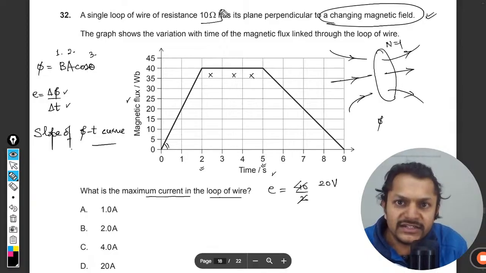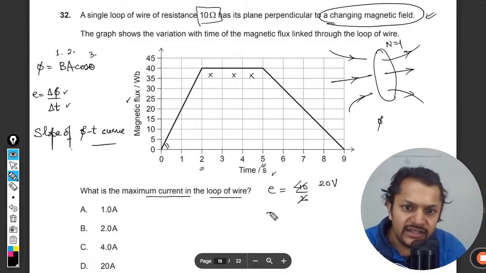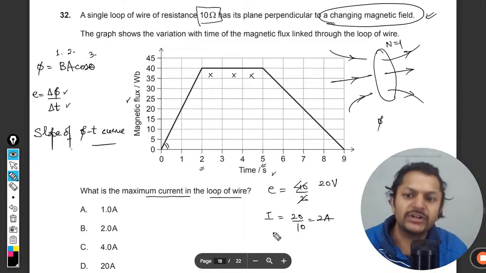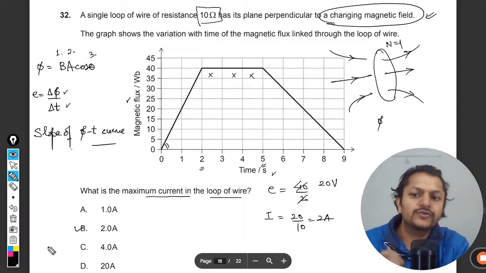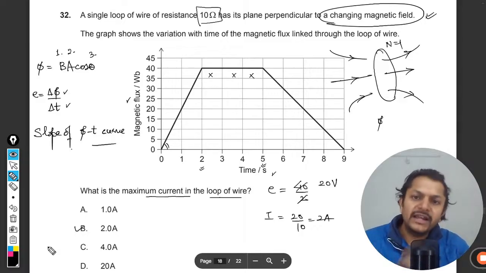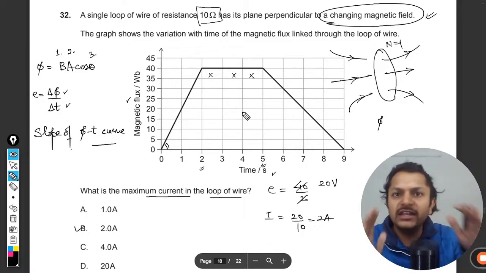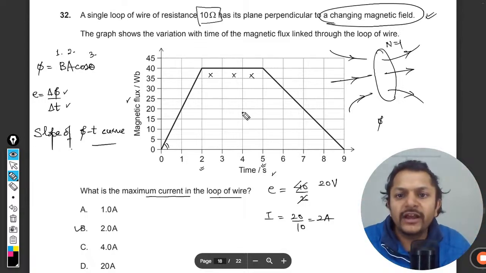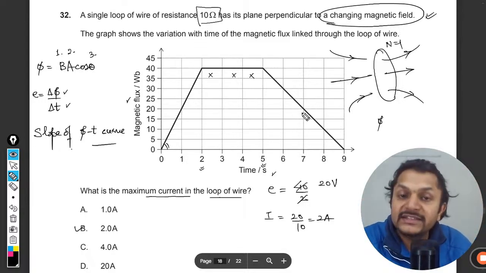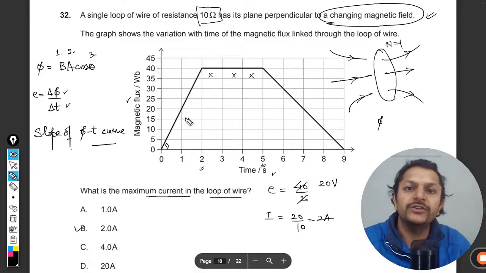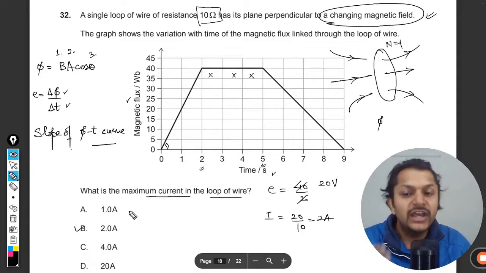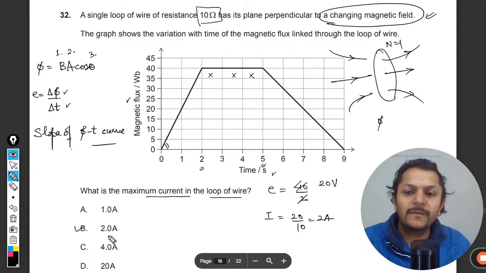And the resistance given is 10. Clearly the current produced will be 20 divided by 10, that is 2 amperes. So the answer will be B. But let us first verify from the other side also, because we can clearly judge from the diagram that this slope is more than this. Definitely more EMF will be generated in the first 2 seconds, and that is why the answer will be 2.